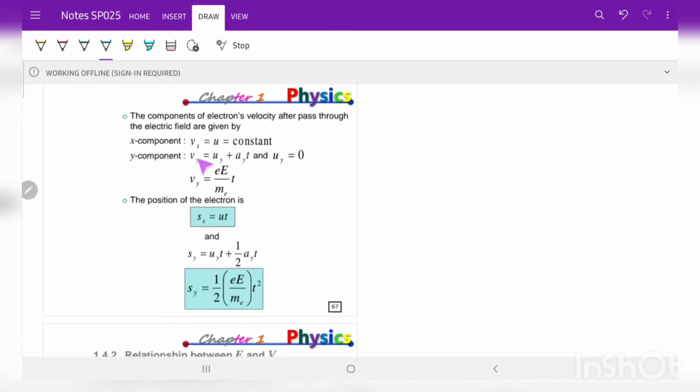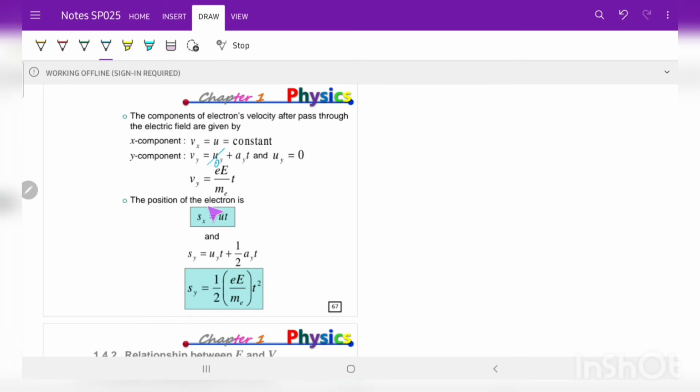Let's see the x component, vx equals u equals constant. vy equals uy plus ayt, and uy is 0, so vy equals capital E over m multiplied by t, because this one is zero. So ay is E over m.